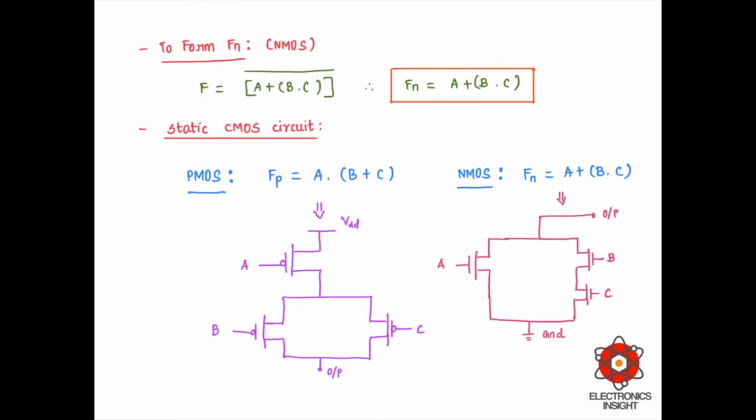Now coming to step number 3, we need to form an NMOS network expression which is going to be denoted as Fn. For that, it is very simple. We take the given output expression F equal to (A plus B dot C) the whole bar, and we just take one more complement. So having a double complement, that will in turn change to A plus B dot C. So that is going to be the final expression for forming an NMOS network. Now we have the expression for the PMOS network as A dot (B plus C), and for the NMOS network we have A plus B dot C.